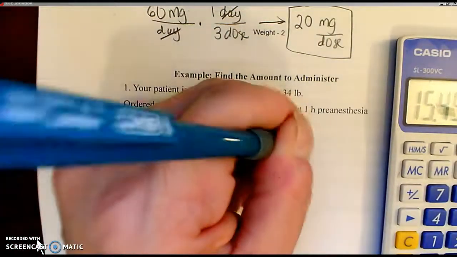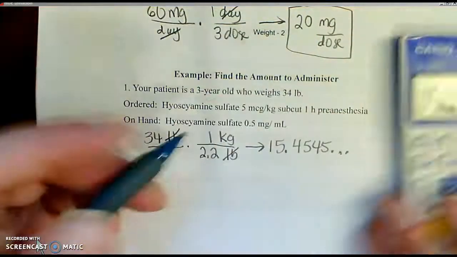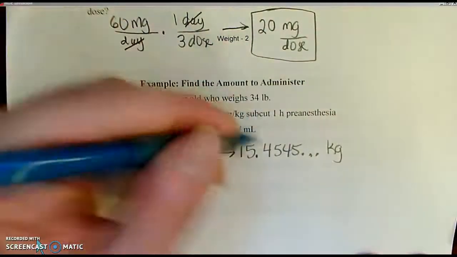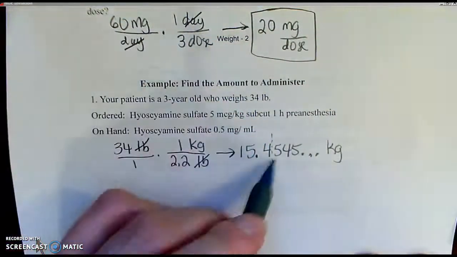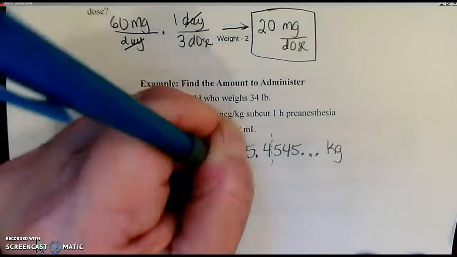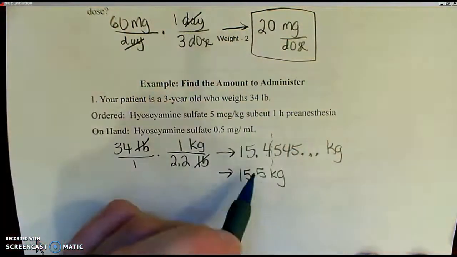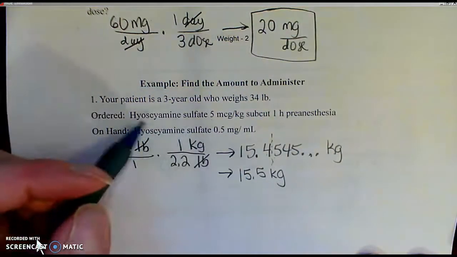Now, before we do the rounding, it's 15.4545 repeating. And since we're going to round these kilograms to the nearest tenth of a kilogram, we're going to look at the digit to the right of the tenths place. It's a 5, so we're going to round up to 15.5 kilograms. So that's our first step, is converting the patient's weight to kilograms and rounding to the nearest tenth.